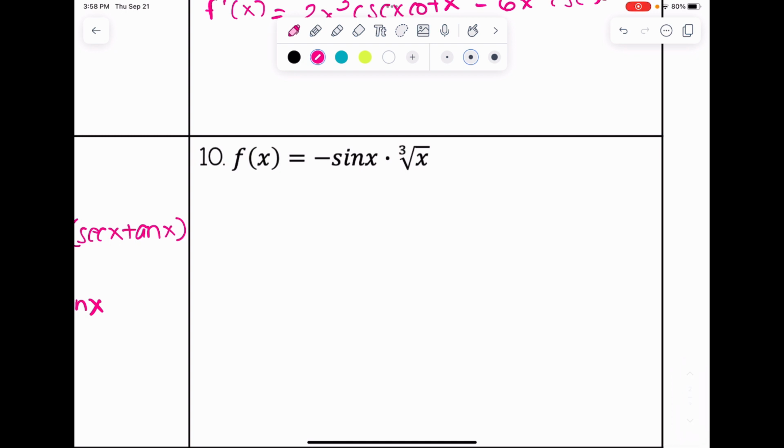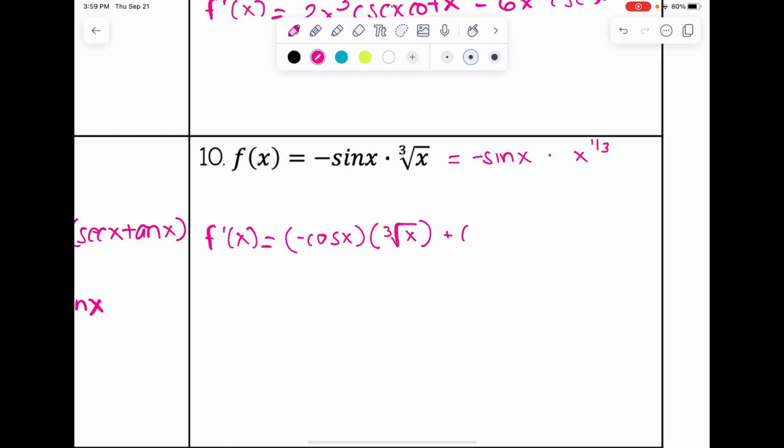All right, our last problem, number 10. We're taking the derivative of negative sine x times the cube root of x. And I just want to take note that that's equivalent to negative sine x times x to the 1/3 power. All right, the derivative of the first, the derivative of negative sine is negative cosine times the second term plus the first term. You could just write that as a minus instead of plus and negative if you prefer, times the derivative of the second. So 1/3 x to the negative 2/3.